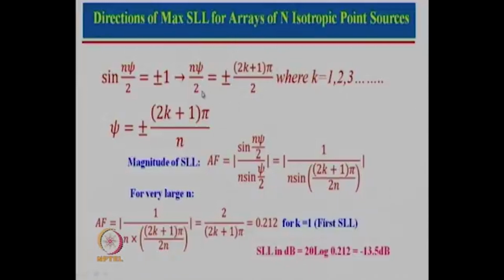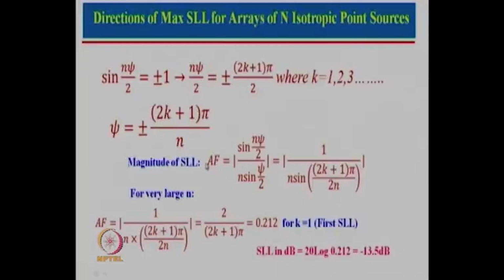So this is how n psi by 2 is related, and from here we can find out the value of psi, (2k plus 1) pi by n, and once we know the value of psi for side lobe level, we can put psi as 2 pi d by lambda cos phi plus delta, and depending upon the value of delta we can calculate the direction of maximum radiation other than the main lobe, okay, and that will be minor lobe radiation. So this actually gives us the direction of side lobe.